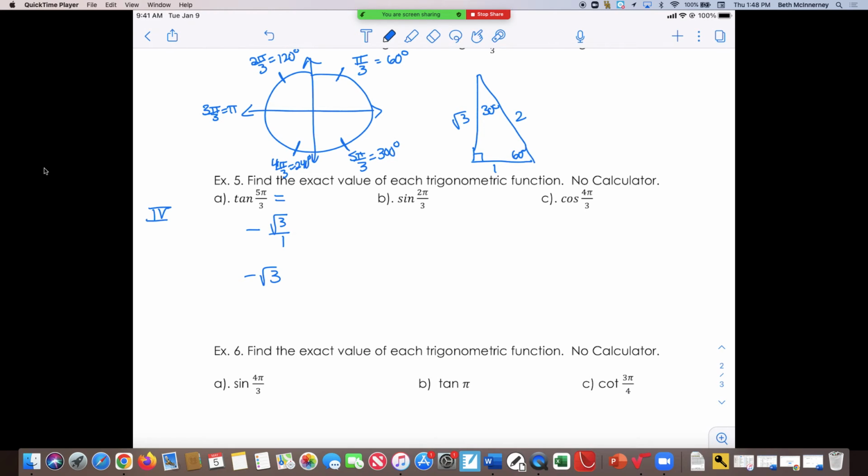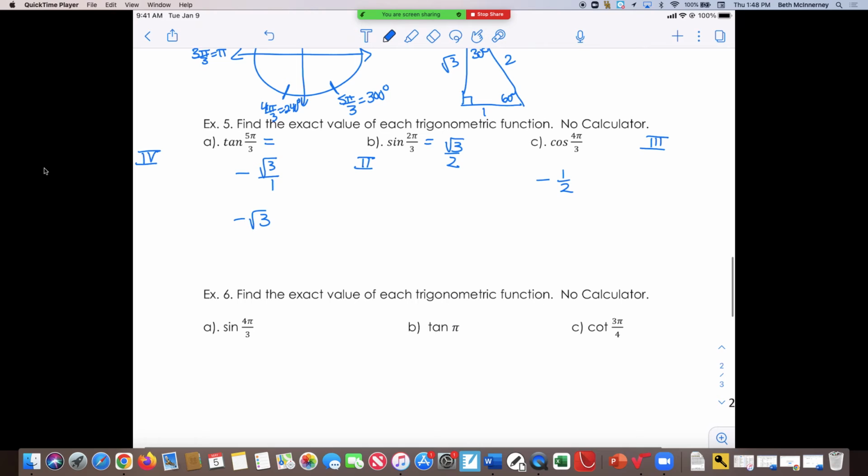All right, here we go. 2 pi over 3, that's the second quadrant. Sine is positive, that's radical 3 over 2. 4 pi over 3 is third quadrant. Cosine is negative, and that's 1 over 2. All right, questions on that?